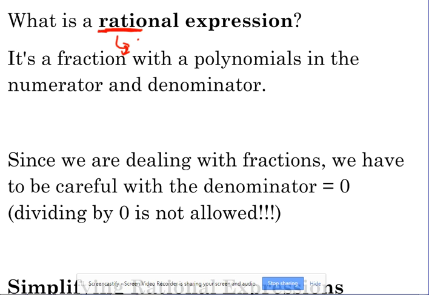Now, sometimes there won't be a polynomial in the numerator, but there must always be a polynomial in the denominator, okay? Usually in the numerator, but not always. Since we are dealing with fractions, we have to be careful with the denominator equaling 0, because we're not allowed to divide by 0. Dividing by 0 is a big no-no. So we've got to look out for that when we're dealing with these problems.